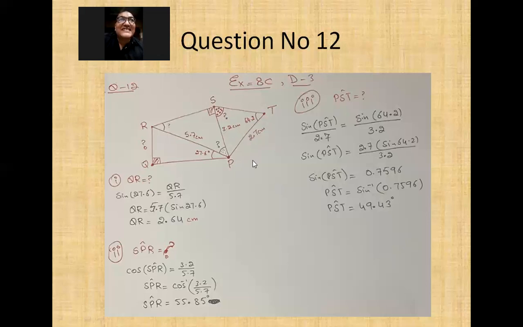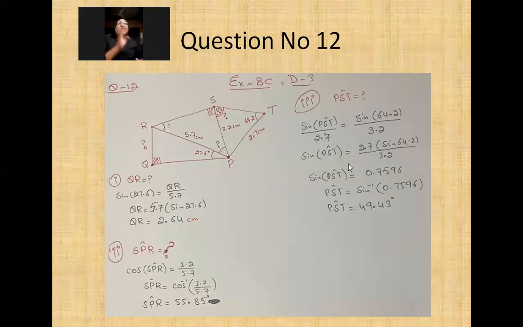So I can apply the sine rule, and according to the sine rule, the sine of the angle PST divided by 2.7 is equal to the sine of 64.2 divided by 3.2. So if I make sine PST alone, this 2.7 will go to the other side, where it will multiply. So you will have 2.7 multiplied by sine 64.2 and the whole thing divided by 3.2.